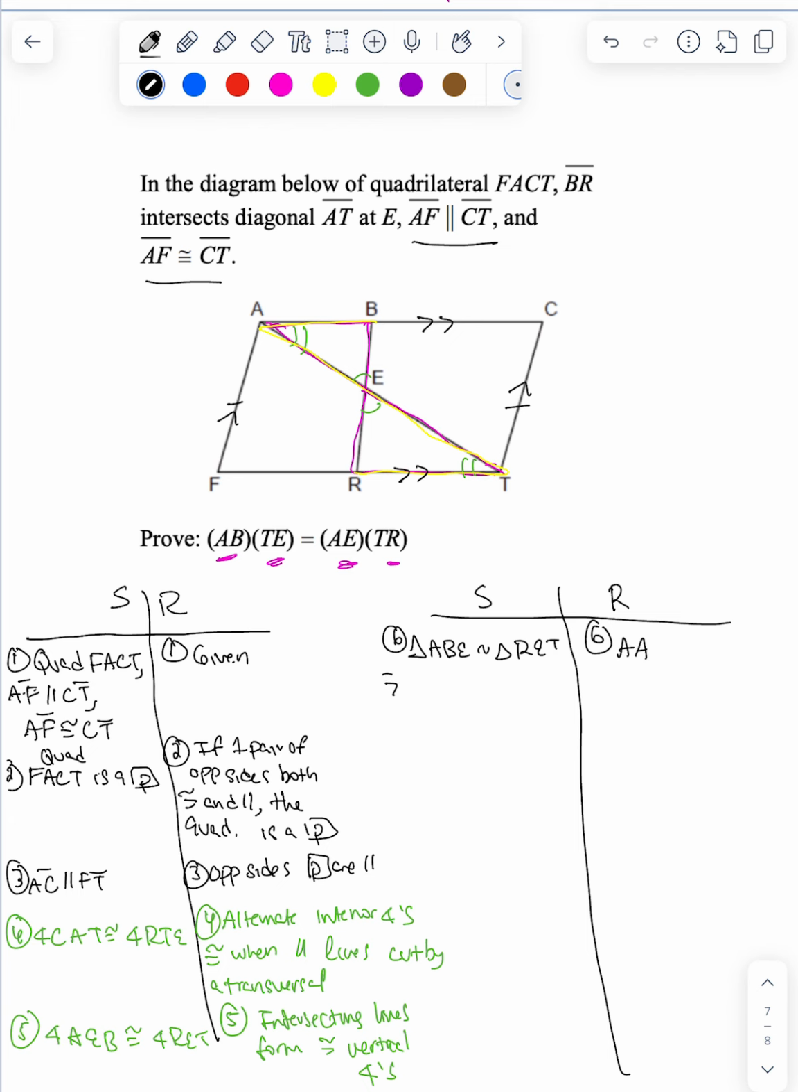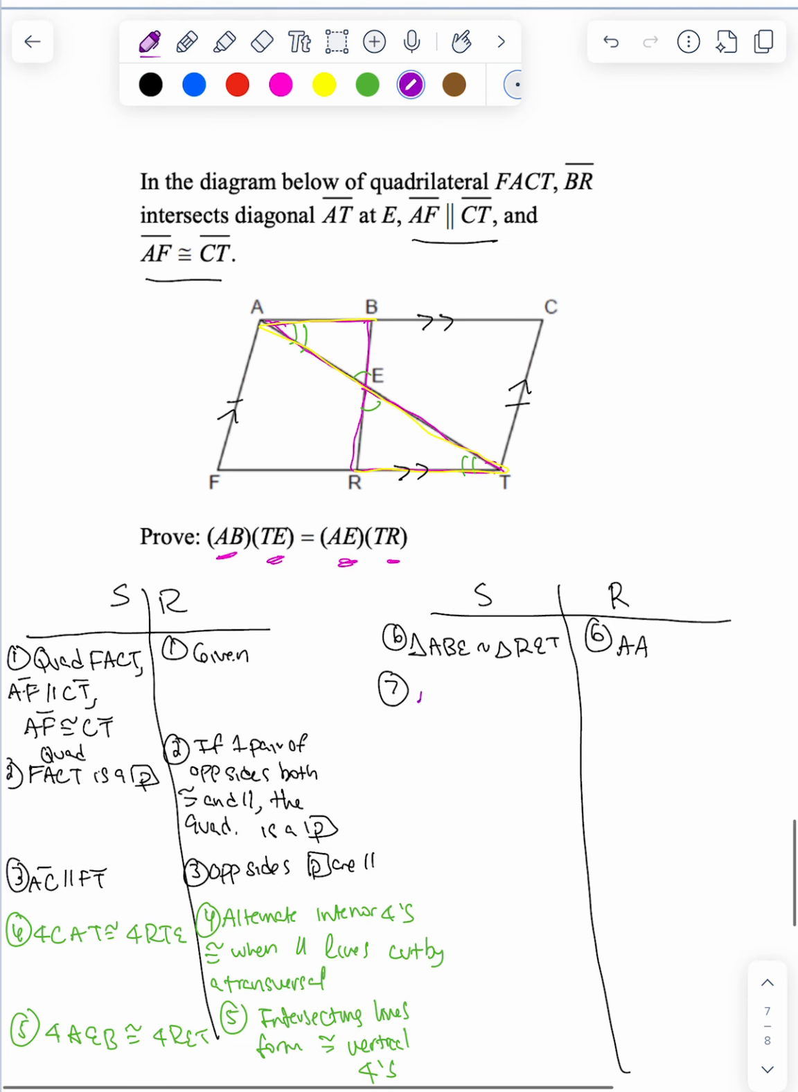And then we know we need the proportion next. So take your segments from the proof statement and just put them into a proportion. And then just double check that they cross multiply to give you the product that you actually need. AB times TR, that's not what we need. We need AB times TE. So I need to modify here, and that means I'll change this one over here to TR.